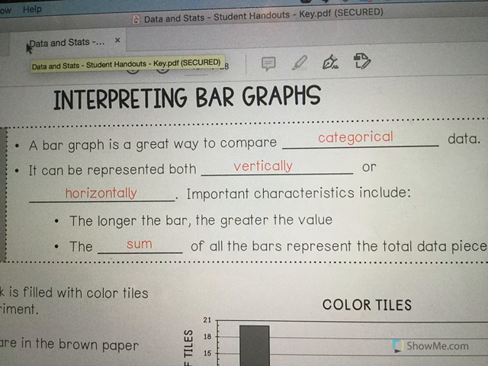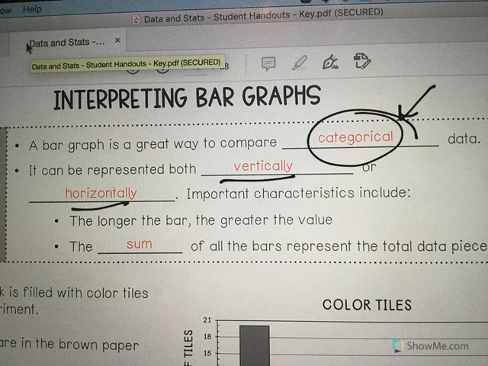Most of you know what bar graphs are, but this is a nice review, especially for science and different things that you're going to do with data. So this is your information here. You can just fill it in. A bar graph compares categorical data. That just means it does it by category, so red, blue, green. You could do it by age category. It could be represented vertically or horizontally. Important characteristics include the longer the bar, the greater the value. And the one thing that people always forget is the sum of all bars represents the total of all data.